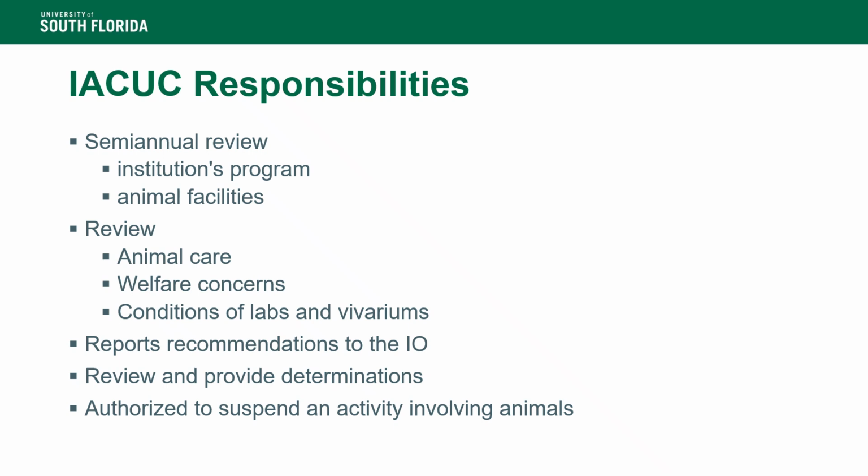Finally, the IACUC has the authority to suspend an activity if it determines that animals are being used in a way that is not consistent with an approved protocol or regulatory requirements. When this happens, the committee reports the suspension and works with the institution to address the issue. Together, these responsibilities ensure that animal research is conducted responsibly, ethically, and in full compliance with federal regulations.